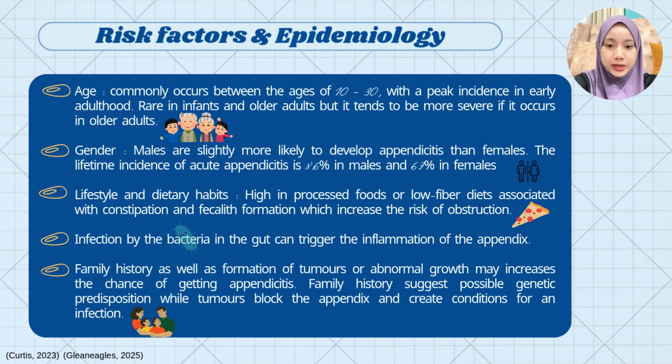Lifestyle and dietary habits high in processed foods or low in fiber are associated with constipation and fecalith formation, which increase the risk of obstruction. Infection by bacteria in the gut can trigger inflammation of the appendix. Family history as well as formation of tumors or abnormal growth may increase the chance of getting appendicitis. Family history suggests possible genetic predisposition, while tumors block the appendix and create conditions for an infection.